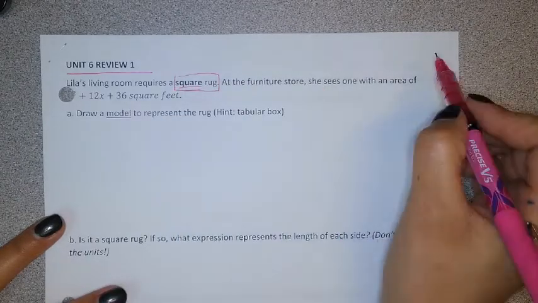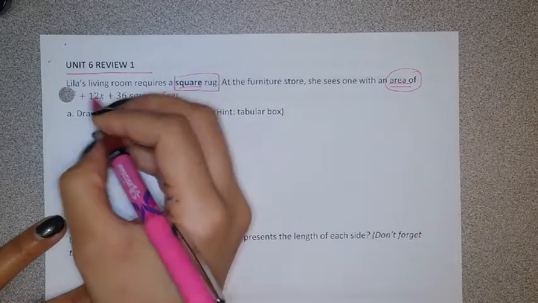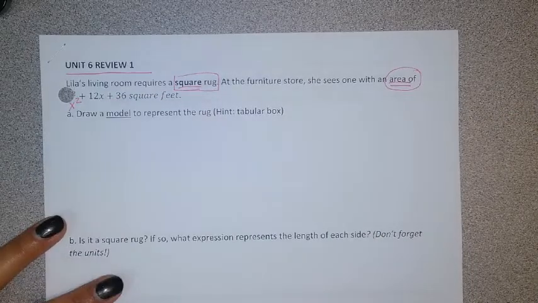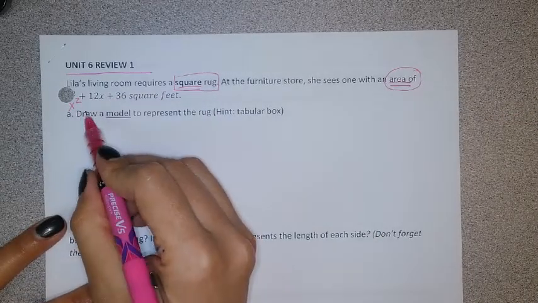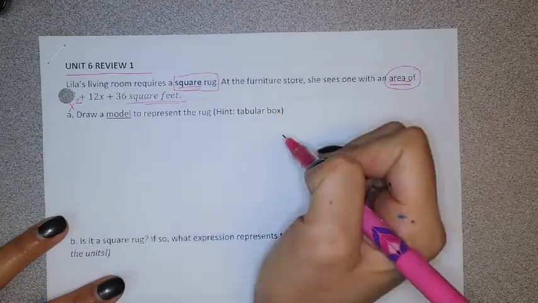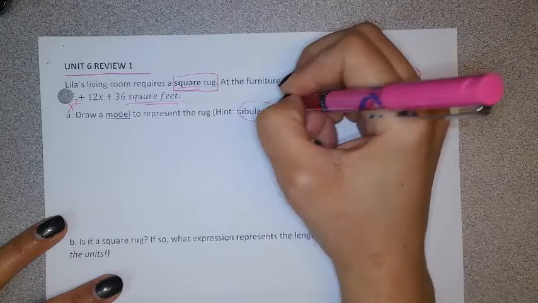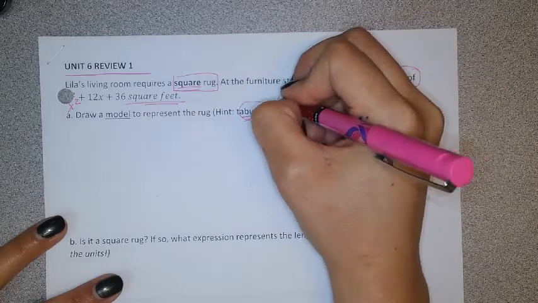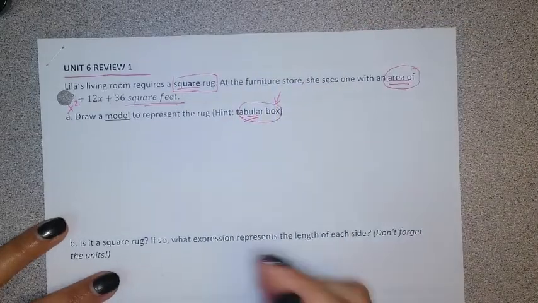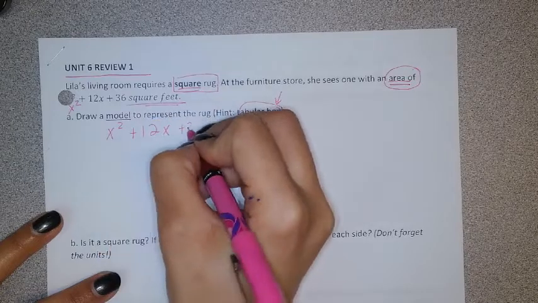And here we say that she found one with an area of, and this should be x squared, but it got cut off from the hole punch, x squared plus something feet. Draw a model to represent the rug. Tabular box, so this could be the tabular method, remember the box. Okay, so I'm going to rewrite it here, x squared plus 36.